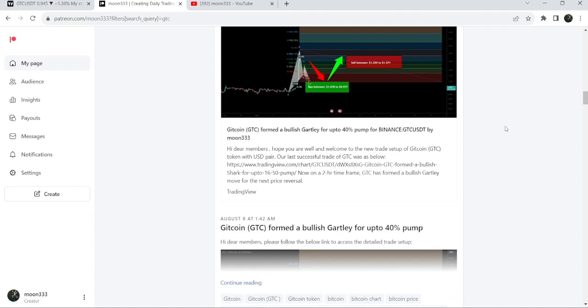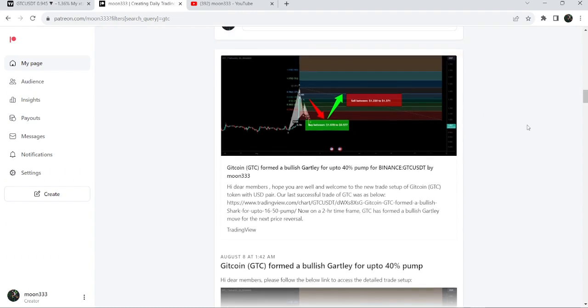I would also like to share with you my most recent trade signal for GTC that I shared two days back, on 8th of August 2023, with my members.